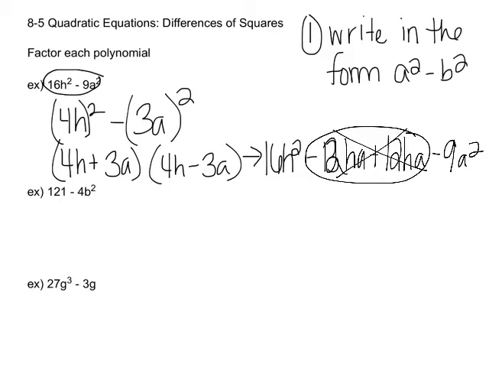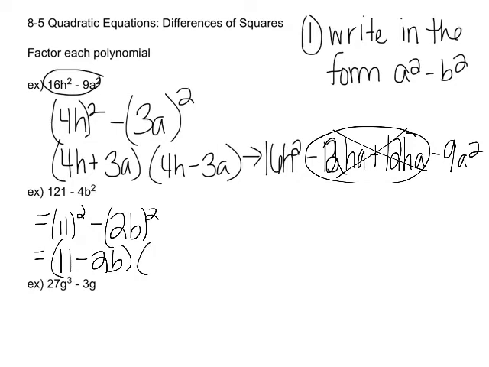So let's take a look at our other example. I'm going to rewrite in the form of a squared minus b squared. So I'm going to get the 121 gives me 11 squared minus 2b squared, because 2 times 2 is 4. And then I'm actually going to get an 11 minus 2b times 11 plus 2b, because I had that middle term cancel out.